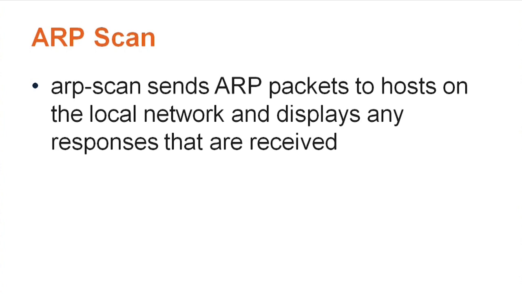So DNS goes from URL to IP, and then ARP translates from IP to MAC address and back and forth, from MAC to IP, and then DNS does from IP to URL. So ARP scan sends ARP packets to hosts on the local network and displays any responses that are received. So you can kind of do a little bit of information gathering about the ARP.